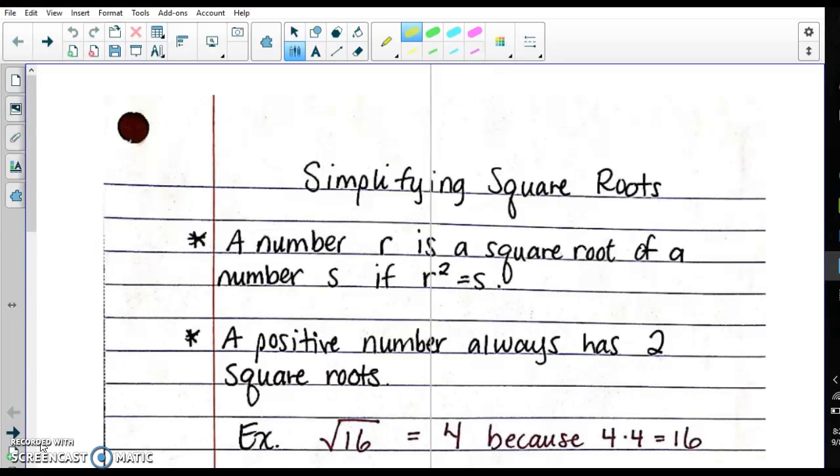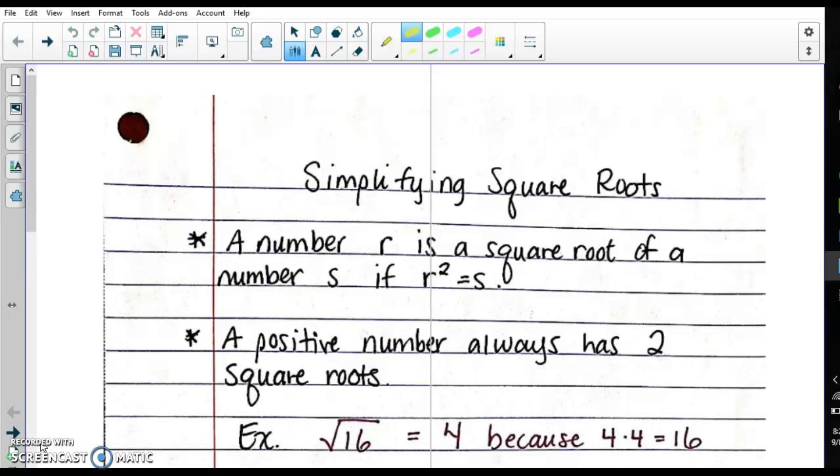And if you read the quadratic brief, you'll know that we use square roots as a method to solve quadratic equations. But before you can solve the equation, you need to know a little bit about square roots. First of all, a number r is a square root of a number s if r squared equals s. So for example, 2 is the square root of 4 because 2 times 2 is 4.